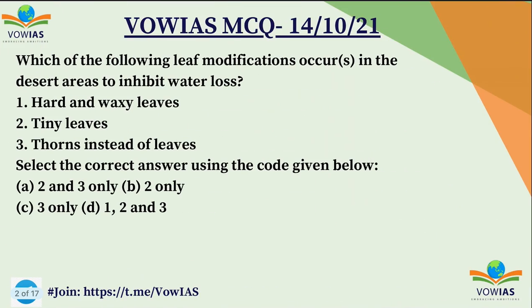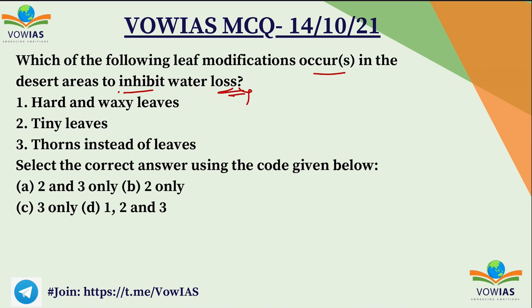But first let us discuss the question that was asked yesterday. Yesterday's question was, which of the following leaf modification occurs in the desert areas to inhibit water loss? Because as you know, in the desert the water quantity will be very less, so the plants should reduce the amount of water that is being evaporated. So what is the modification that the plant does to itself?